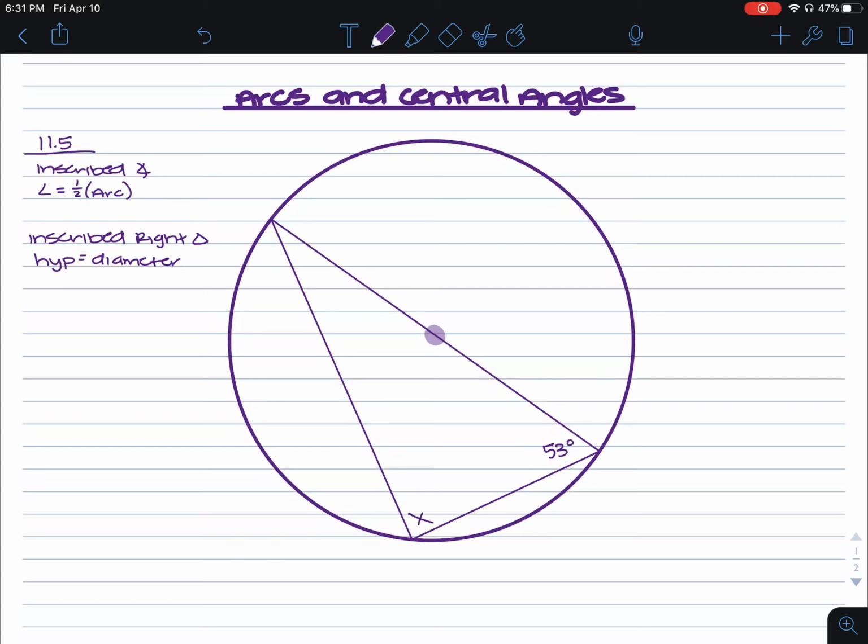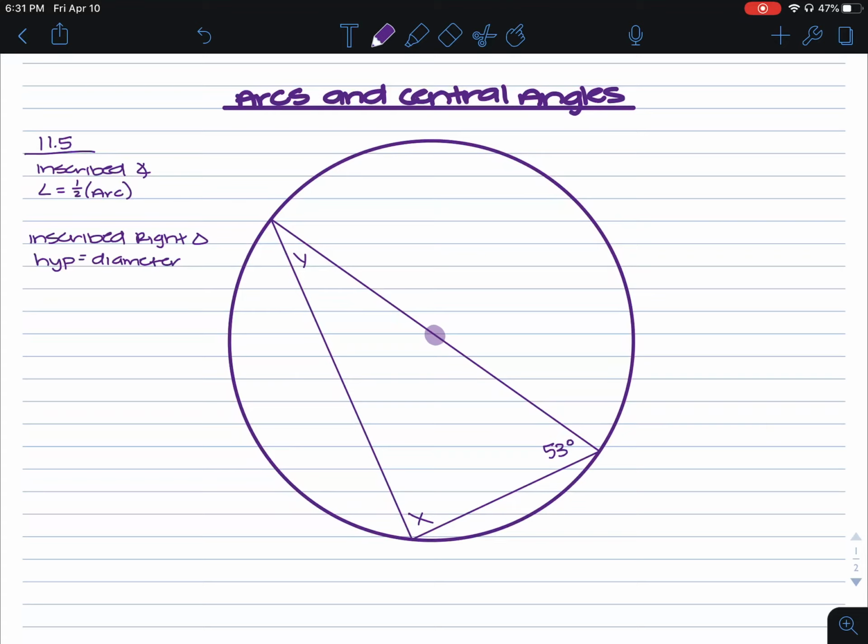Solve for x and solve for y. Okay, well, in order to solve for them, I need to first figure out what angle is what. Because it's a right triangle, one of those angles has to be 90 degrees.